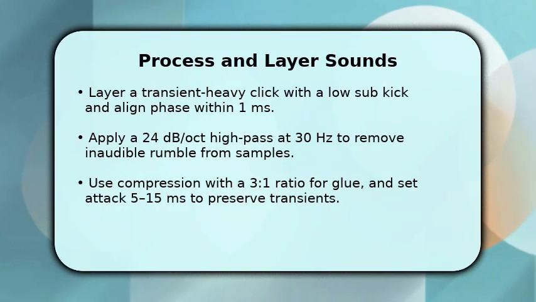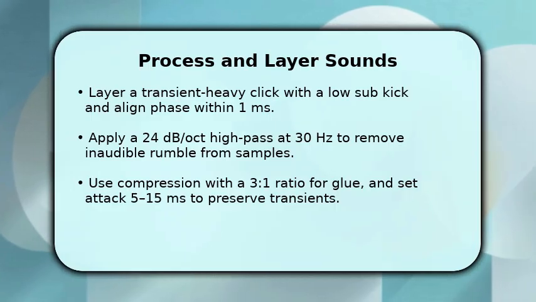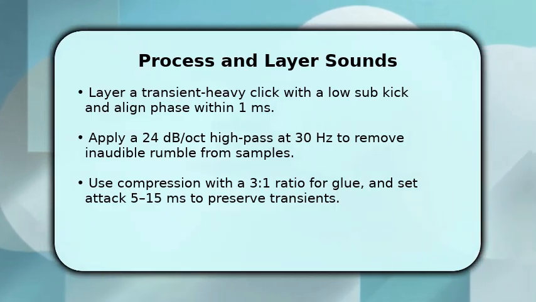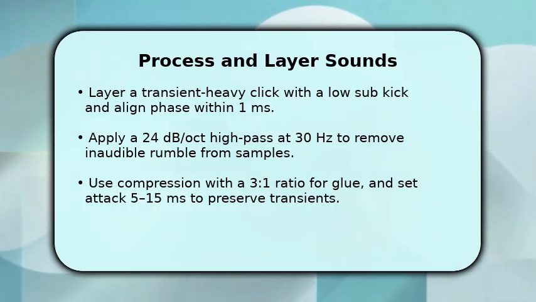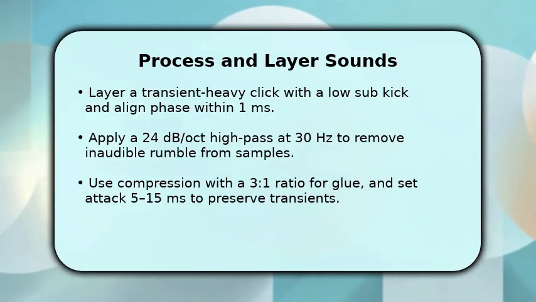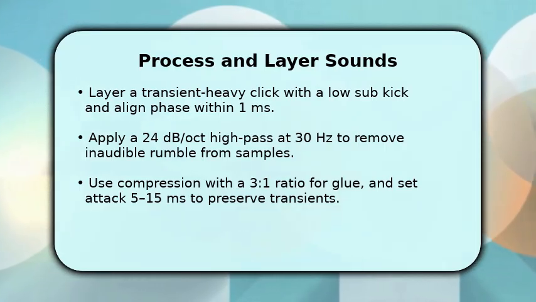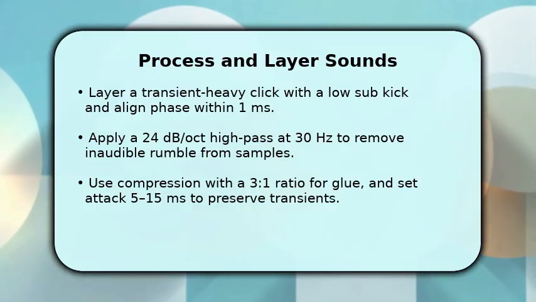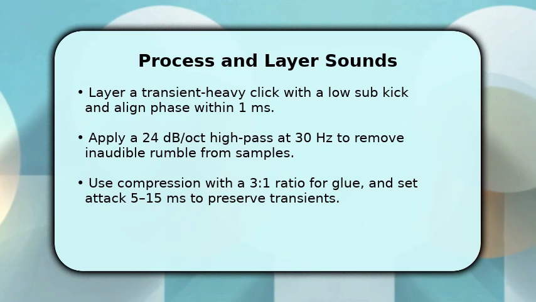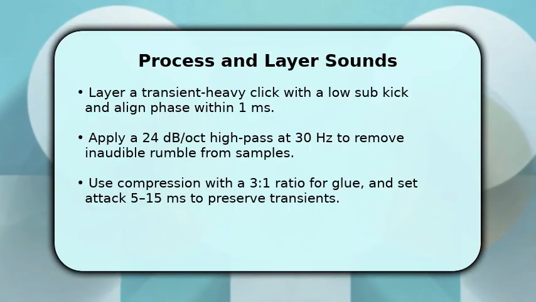For a solid drum sound, layer a transient-heavy top sample with a low sub-kick and align their phase within 1 ms to avoid cancellations. Use EQ to carve space. Apply a 24 dB per octave high pass at 30 Hz to remove rumble, notch resonances around 300-500 Hz, and boost 3-6 kHz for snap. Use compression sparingly with a 3:1 ratio and attack of 5 to 15 ms to glue layers while preserving transients, and add 50 ms of short reverb on sends for depth.